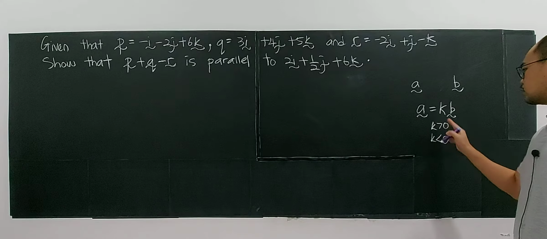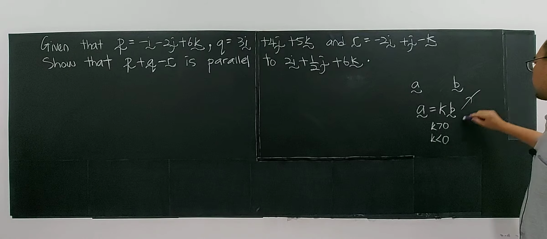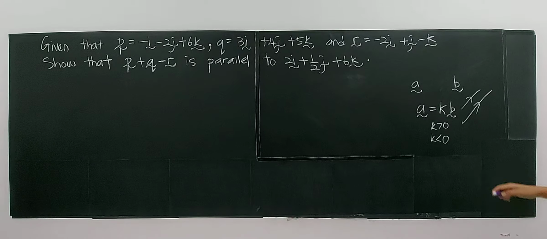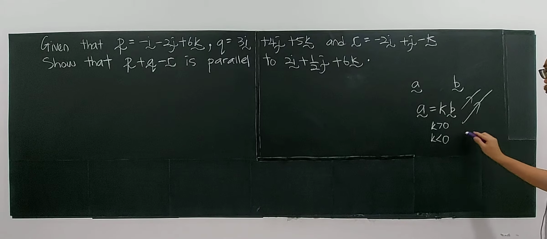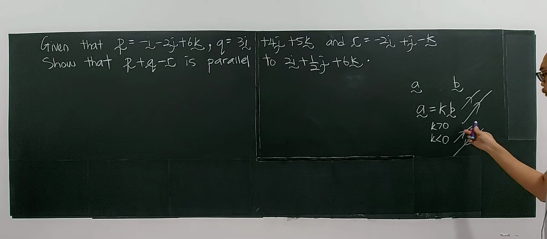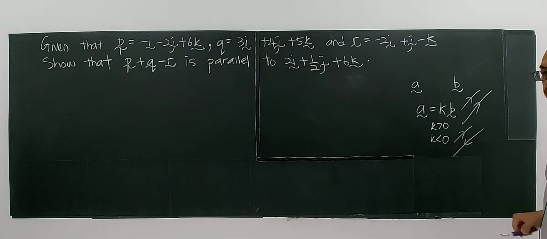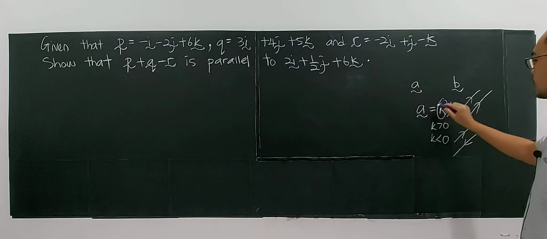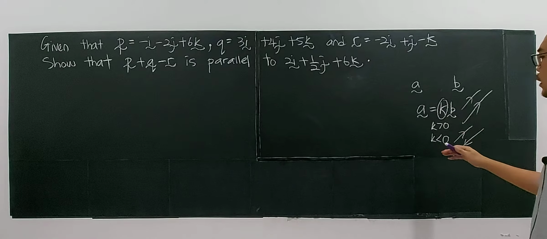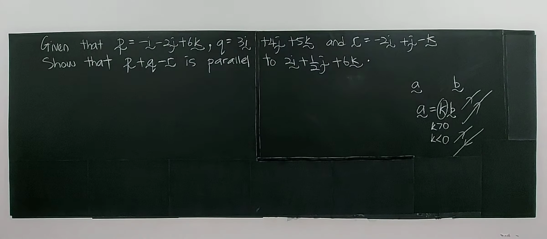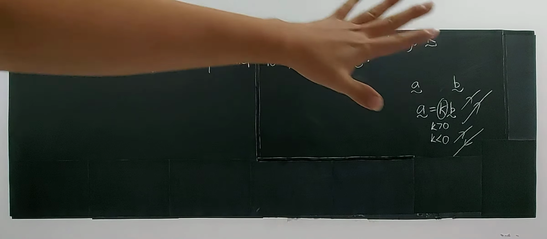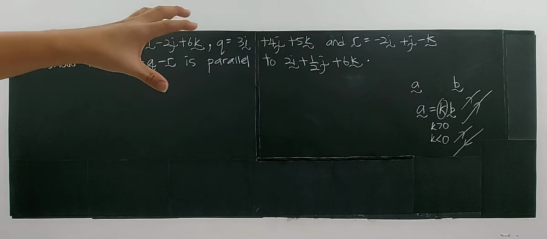Means that if k is positive, vector A and vector B will have the same direction, but maybe just different magnitude. But if k is negative, they are parallel, meaning they have the same gradient, but opposite direction. As long as you can rewrite it as A equals kB, then you can show that these two vectors are parallel. So this is a very important concept. When you want to show two vectors are parallel, you can relate them by using a scalar multiplication.